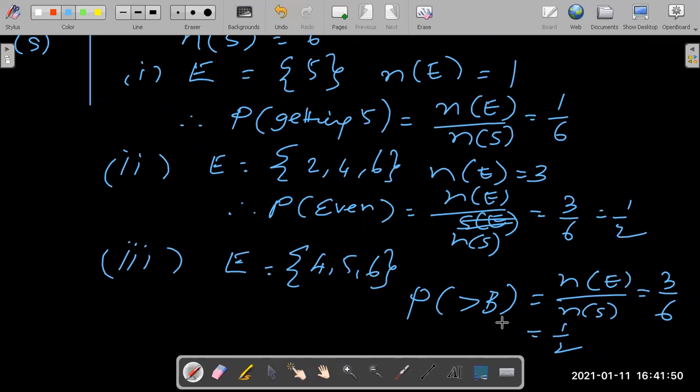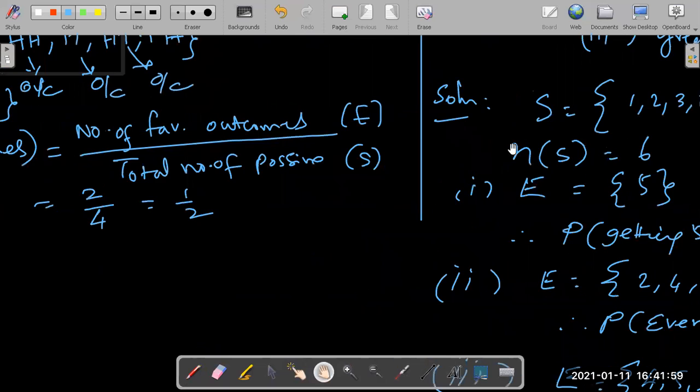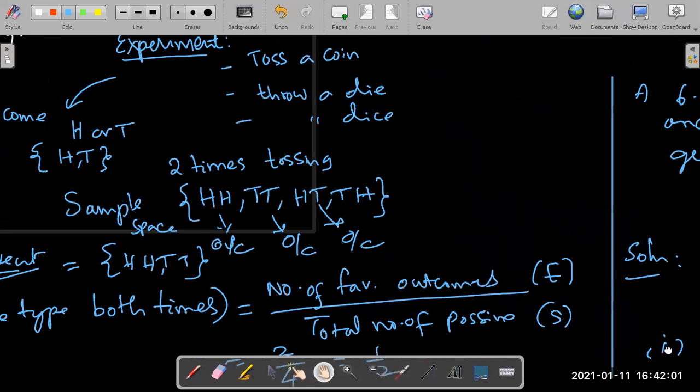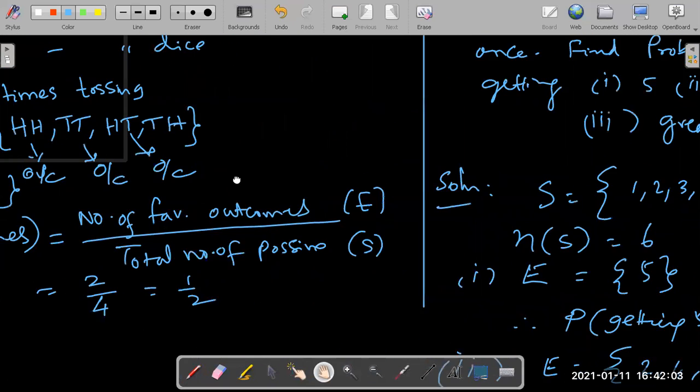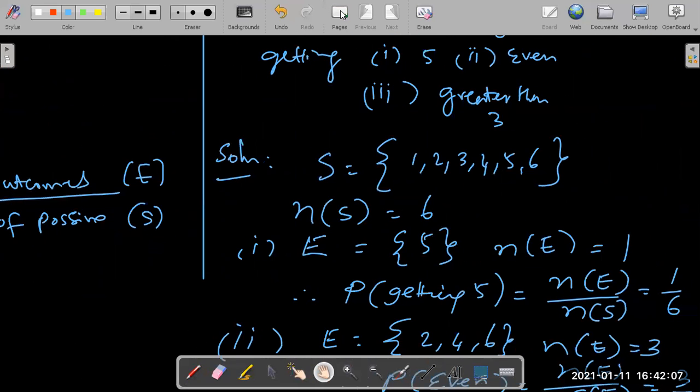So far you understood, right? There is no issue with this one. So the next topic in this is how do we draw a diagram for the outcomes. That's what I'll be explaining in this next one.